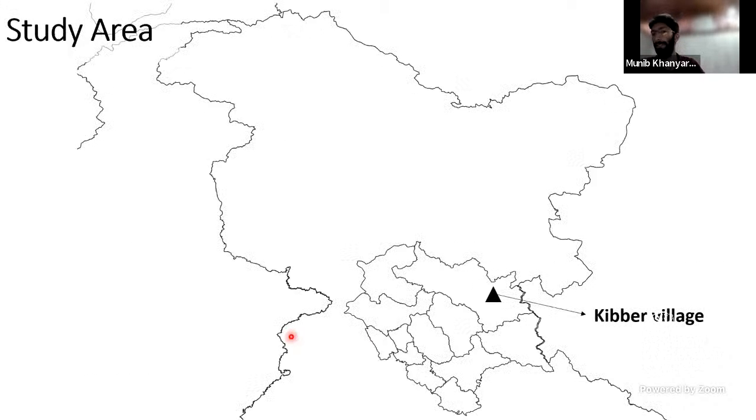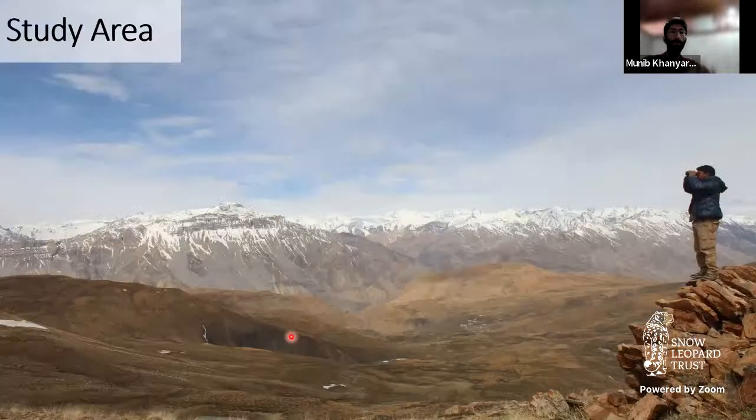So I did this study particularly in Kibber village. As I said, one of the co-authors of the study, Rashmi, is here as well. She did a lot of the groundwork for this, so I really want to thank her, especially today. So yeah, a lot of it was done in Kibber village. This is what it looks like, just for your reference. It's this high altitude plateau at around 4,200 meters above sea level.